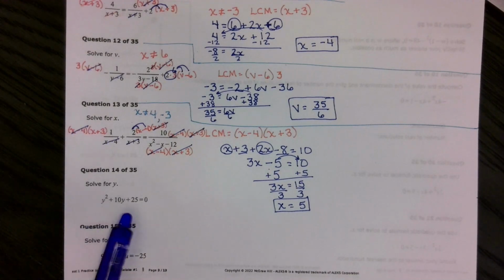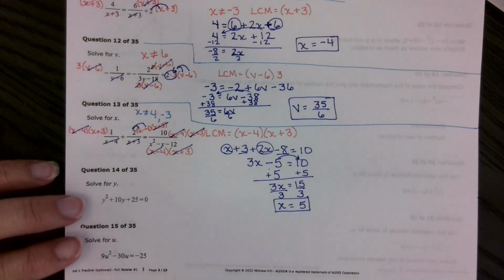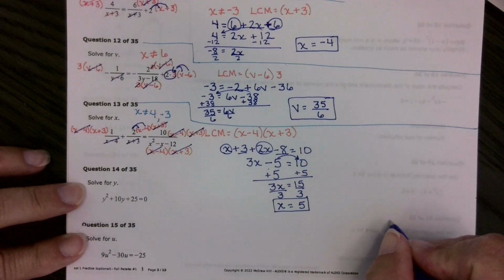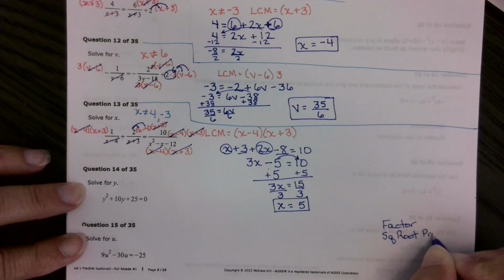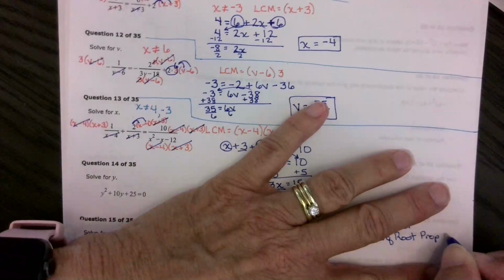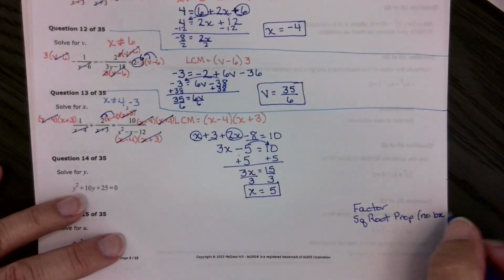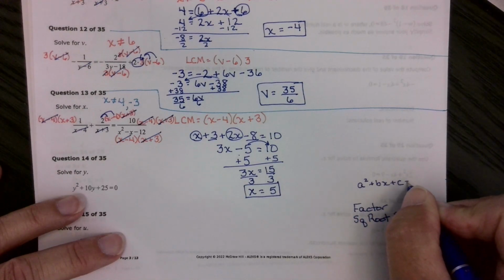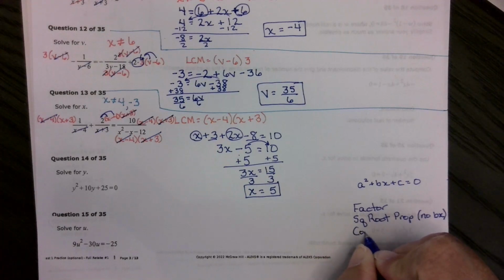Let's see. Oh, good, the long ones are over. Right here, first thing I'm going to do, there are 4 ways that you can solve quadratics, things with x squared. It is factoring. You could use square root property, as long as you do not have a middle term, one of those bx, because remember it's ax squared plus bx plus c equals 0. As long as there's no bx, then you can use square root property. You can do complete the square.